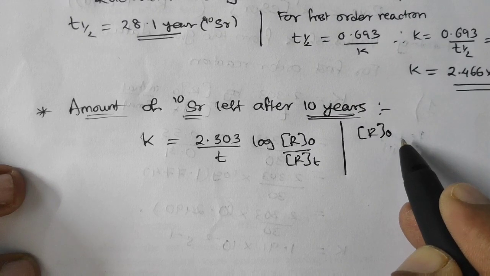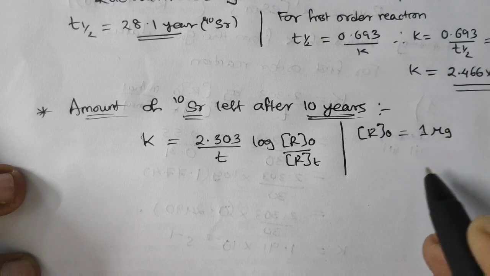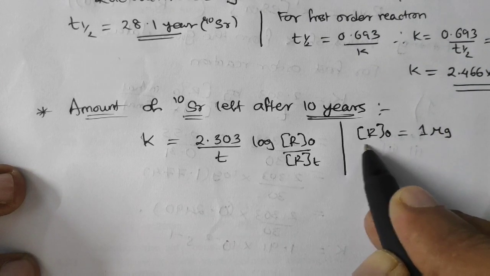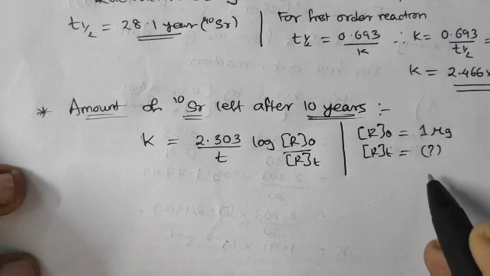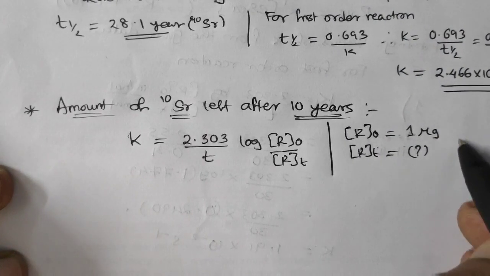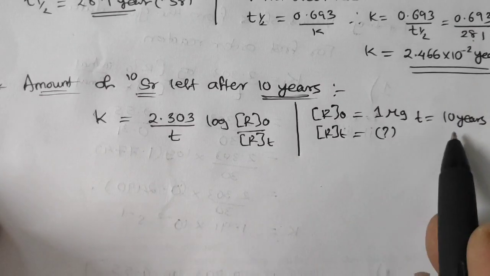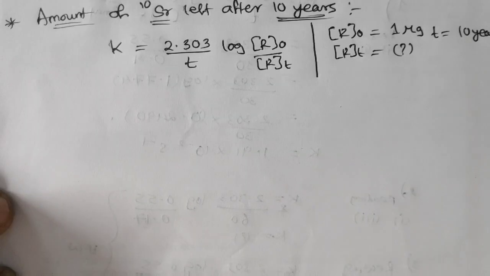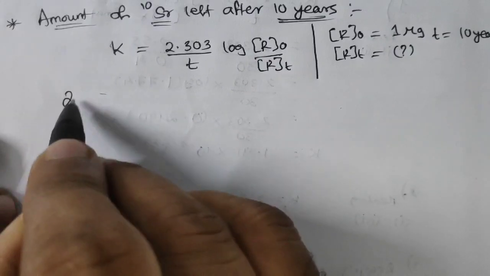So we can say R0 is equal to 1 microgram, it was given in your book, right? And RT we have to find out, that is the amount which is left out in the body. Understood? Now T in this case we can take as 10 years.